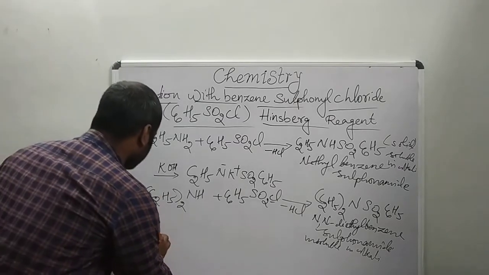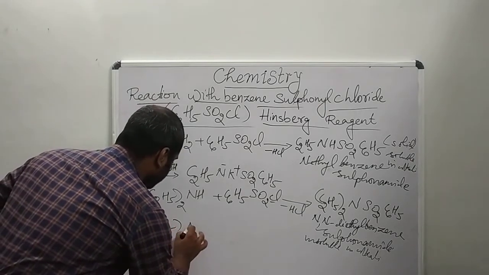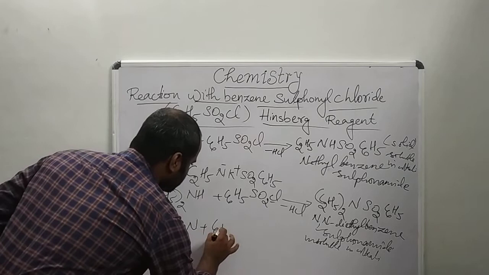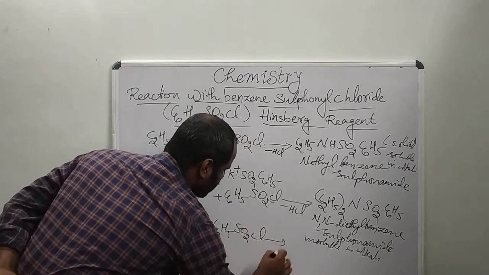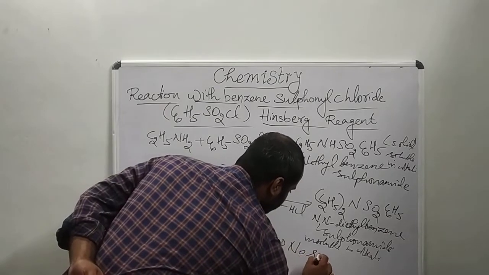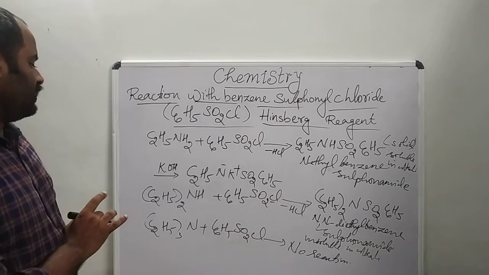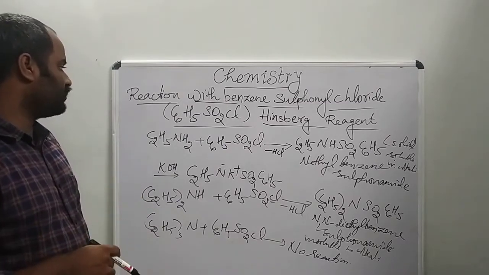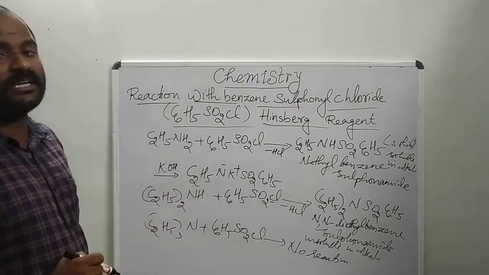And tertiary amine, that means (C2H5)3N, on reaction with C6H5SO2Cl does not give any product, so no reaction. That means tertiary amines do not react with the Hinsberg reagent because there is no hydrogen atom in tertiary amine.